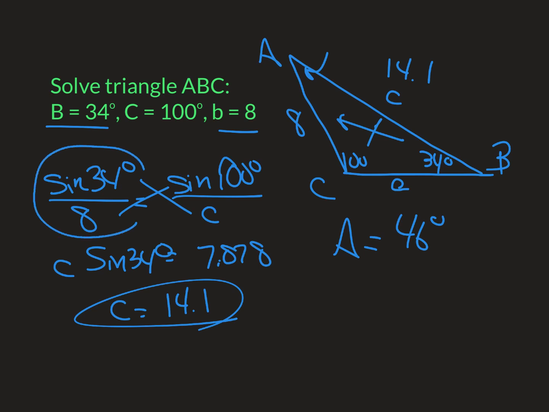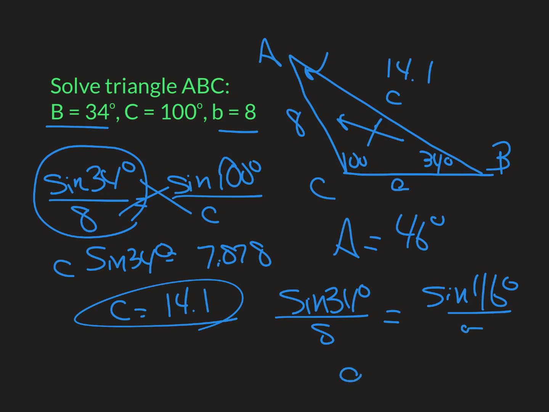So I'm going to use what I started with. I'm going to do the sine of 34 again. Sine 34 degrees over 8 equals sine of A, which is 46 degrees, over little a. Now I'm going to do the same steps I did last time, but just really quickly. Here's the shortcut to getting your answers really fast. I'm going to multiply this way: 8 times sine 46 degrees. And then because that angle would be with the a, I'm just going to go ahead and divide that answer by sine 34 degrees. And I get 10.3.